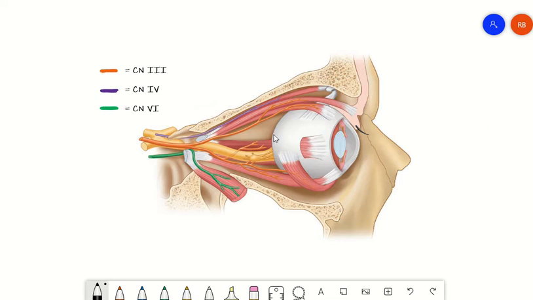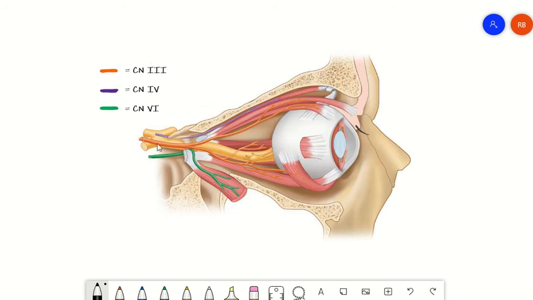So here we've got a diagram from Moore's Clinical Anatomy, showing the three main nerves supplying the extraocular muscles. So we know this from preclinical medicine. The orange represents cranial nerve 3, the oculomotor nerve, and that supplies the levator palpebrae superioris, the superior rectus, the inferior rectus, and the medial rectus. And we have here cranial nerve 4, the trochlear nerve, that supplies the superior oblique, you can see here in purple, and the green is the abducens nerve, which supplies the lateral rectus.